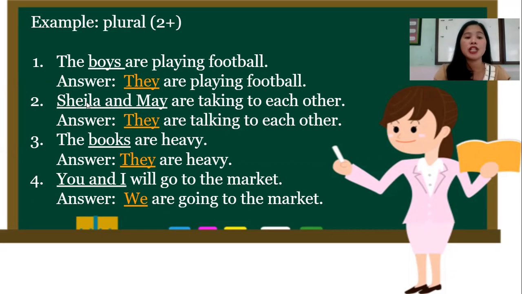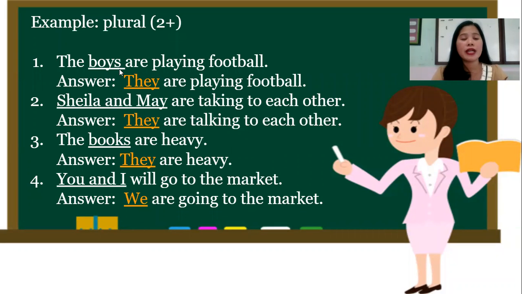Now, number two. Shell and May are talking to each other. Okay, when I say talk, it means speak. All right. Now, Shell and May, what are the subjects? How many subjects are there? In this sentence number two, there are two subjects. All right. Who are they? Shell and May. It means plural. So what is the pronoun for plural? That is again they. So the answer is they are talking to each other.